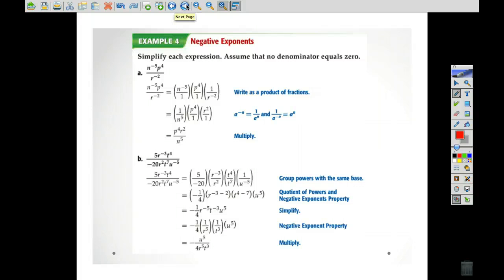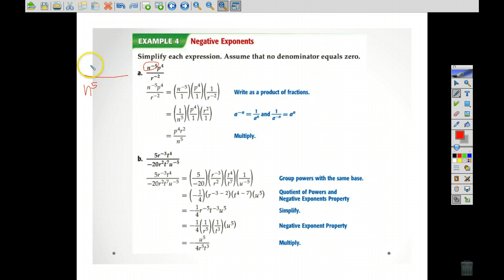Alright, simplify each expression. Assume that no denominator equals 0. Okay, so what do we have here? n to the negative 5th. So this comes down as n. Okay, so I'm going to put it in a fraction. n to the 5th power. I just brought down the denominator, made it positive.